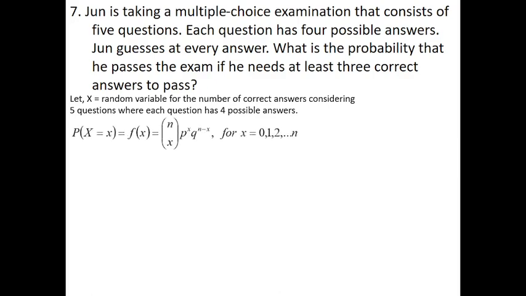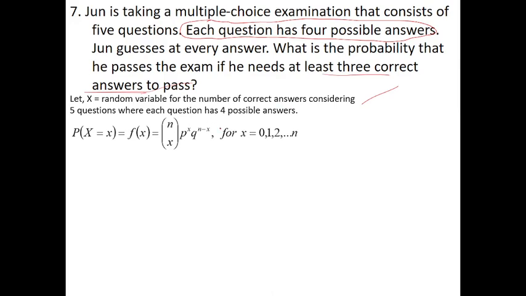where each question has 4 possible answers. Okay, let's analyze. Each question has 4 possible answers. In this case, what is the probability that he passes the exam if he needs at least 3 correct answers to pass? With that, we let x be the random variable for the number of correct answers, considering 5 questions, where each question has 4 possible answers.